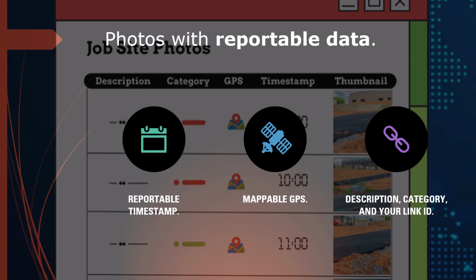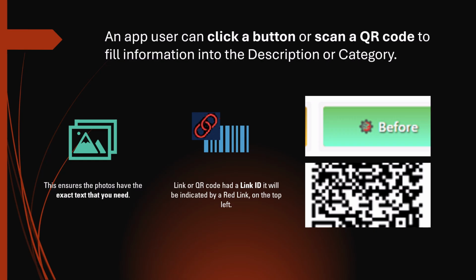For example, when the photo comes in, it will have a reportable timestamp. GPS will also be mappable. It will also have your description, category, and you can set a hidden link ID. Typically a record ID that you're trying to associate the photo to, or internal routing used to organize your photos further. An app user can click a button or scan a QR code to fill information into the description or category. This ensures that the photos have the exact text that you need.